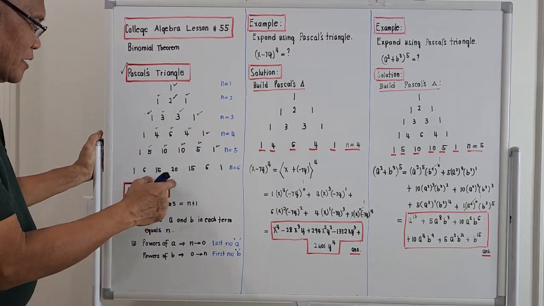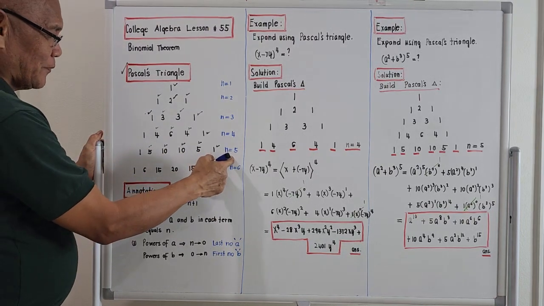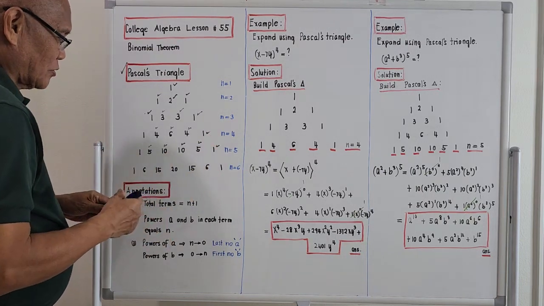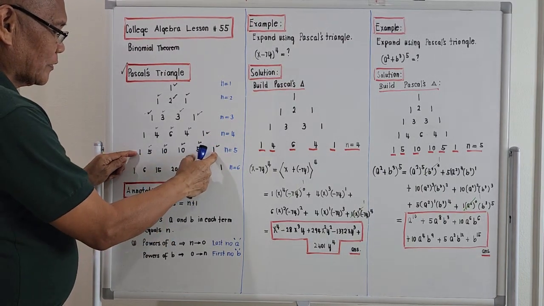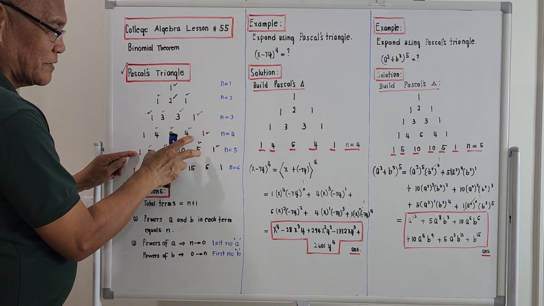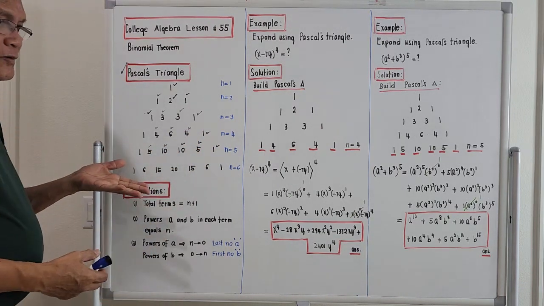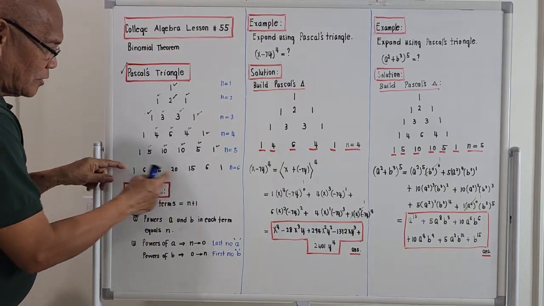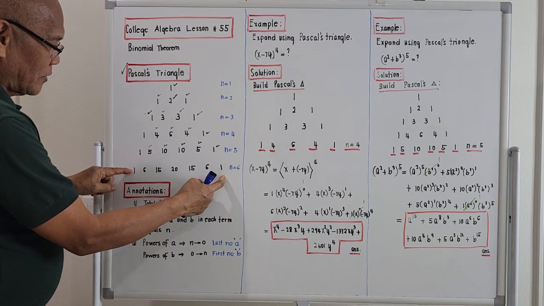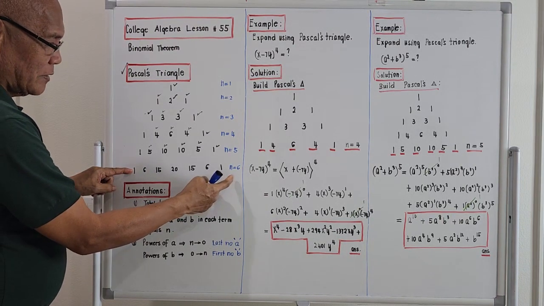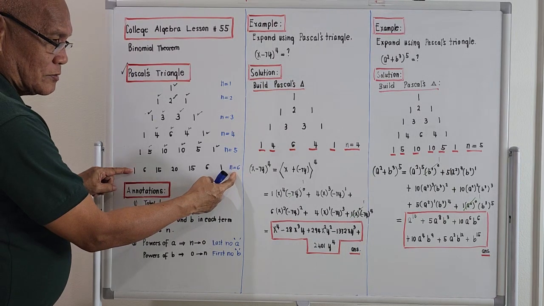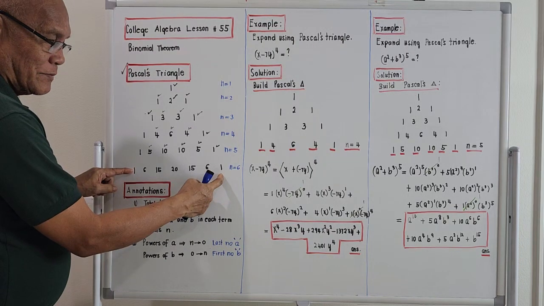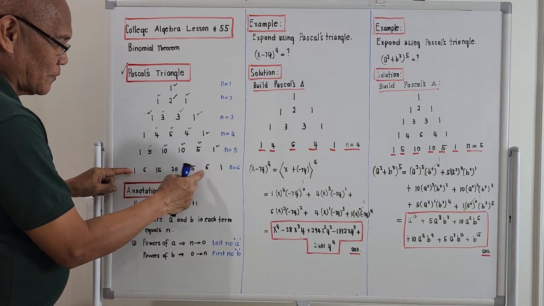So meaning to say, for n equal to 5, 1, 2, 3, 4, 5, 6, there are 6 terms. So if both far ends are 1, there should be 4 middle terms, right? Let's proceed with n equal to 6. Far ends are again 1 and 1. The middle terms will be, this is 6, right? So there will be 7 terms, so there will be 5 middle terms, 1, 2, 3, 4, 5.